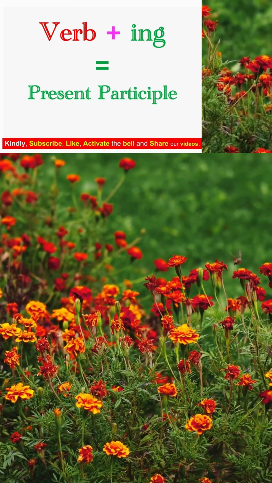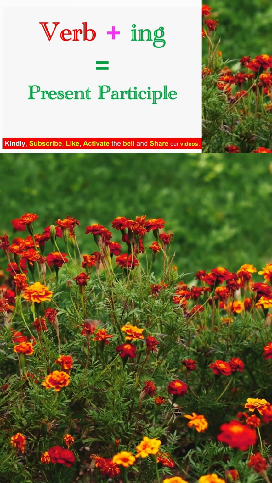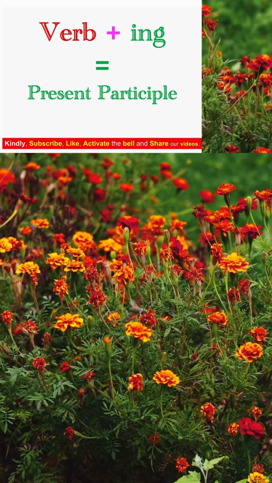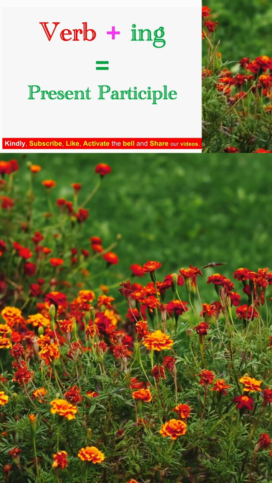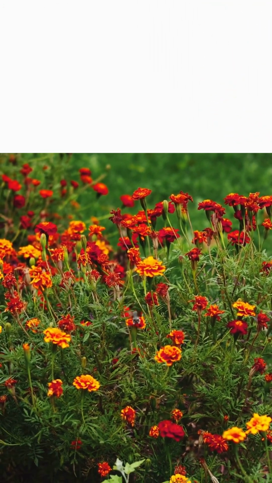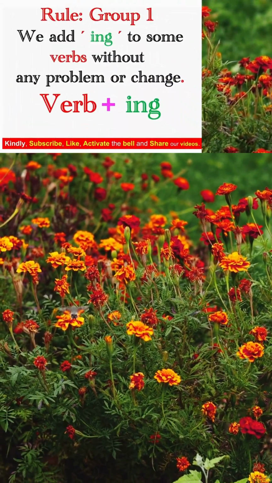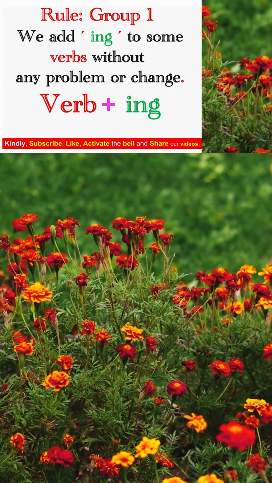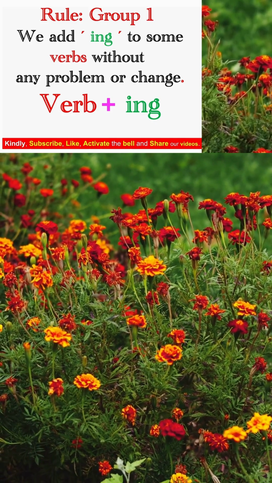Verb plus ing is called in English grammar present participle. For you as a beginner, level 1, remember just verb plus ing. So we have groups and we have rules for each group.